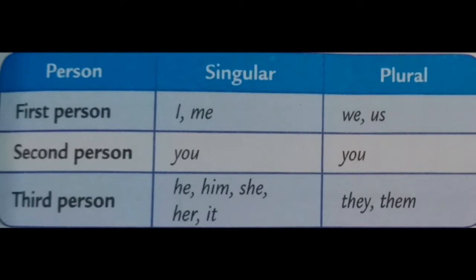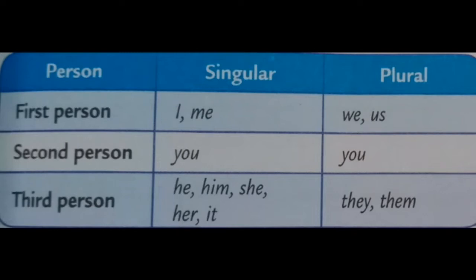Personal pronouns are used in the first, second and third persons. Personal pronouns of the first person refer to the speaker. They are I, me, we, us. I and me are singular. We and us are plural. The personal pronoun of the second person, you, refers to the person spoken to. So, singular and plural, you.